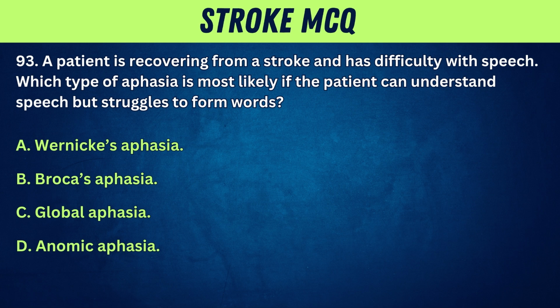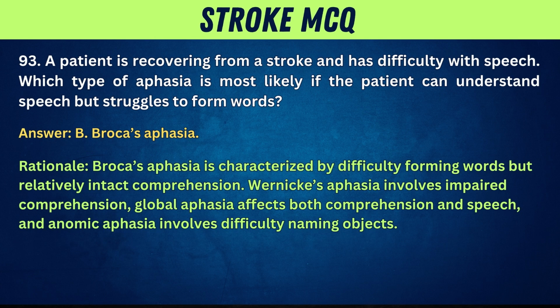93. A patient is recovering from a stroke and has difficulty with speech. Which type of aphasia is most likely if the patient can understand speech but struggles to form words? A. Wernicke's aphasia. B. Broca's aphasia. C. Global aphasia. D. Anomic aphasia. Answer: B. Broca's aphasia.